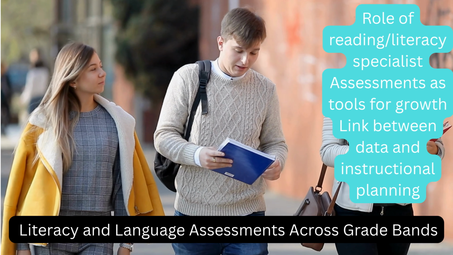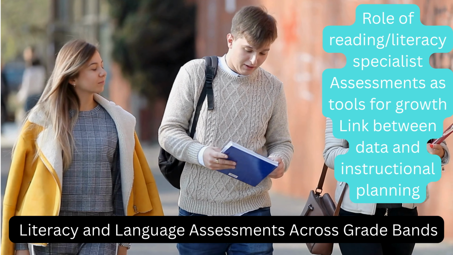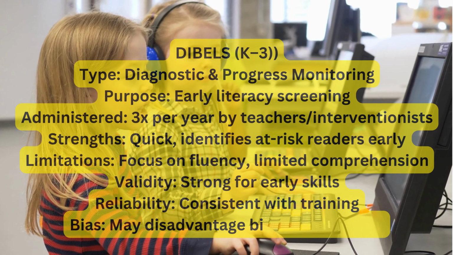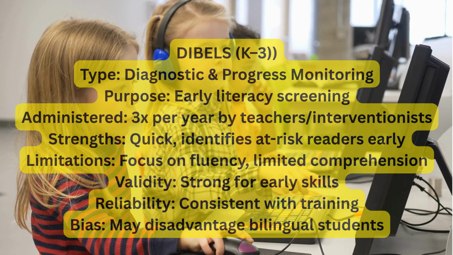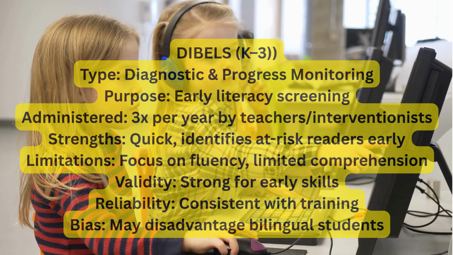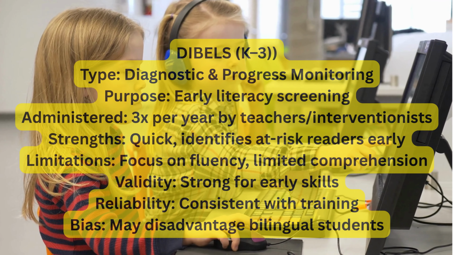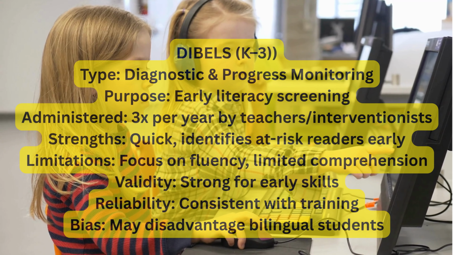The first assessment is DIBELS, or Dynamic Indicators of Basic Early Literacy Skill. It is a diagnostic and progress monitoring tool often used in K-3 classrooms. It measures phonemic awareness, alphabetic principle, accuracy, and oral reading fluency. Teachers or interventionists typically administer DIBELS 3 times a year.